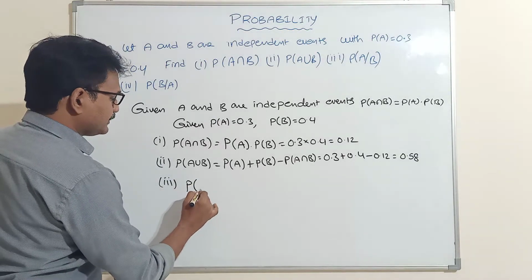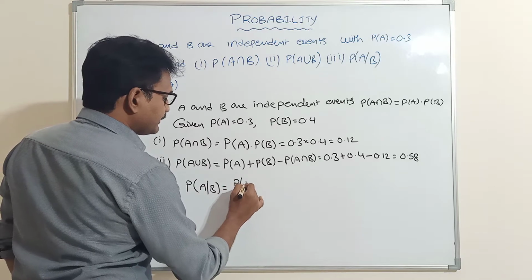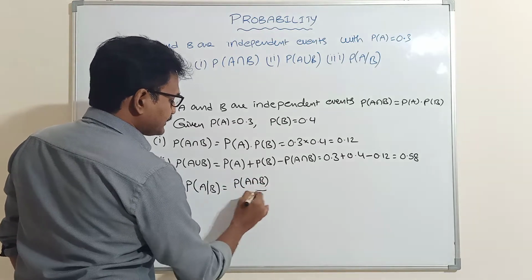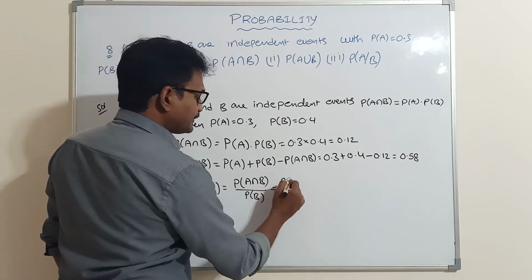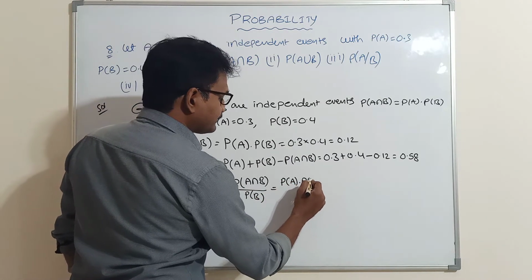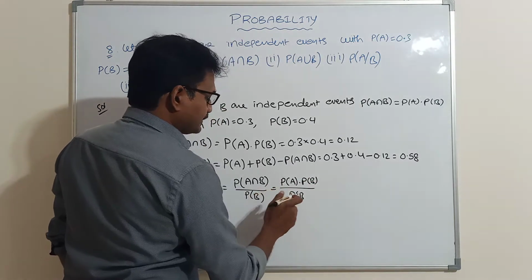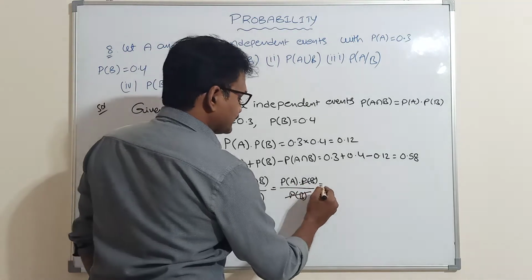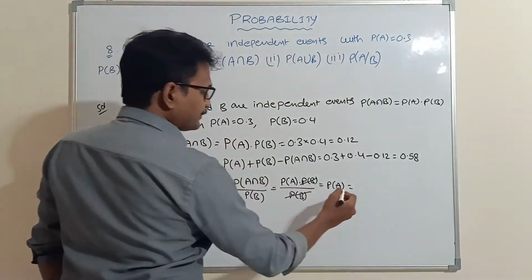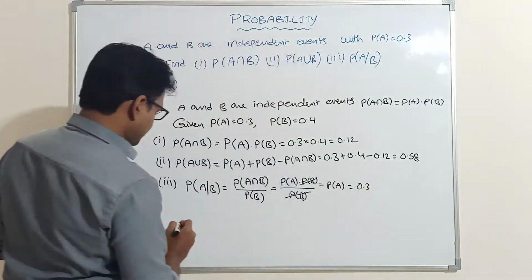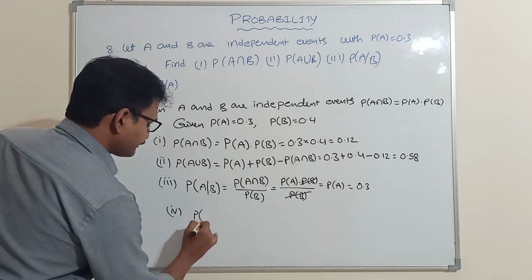Next, third question. P of A given B is equal to how much? So P of A given B means P of A intersection B by P of B. P of A intersection B is P of A into P of B, by P of B. Next, P of B gets cancelled. You will get P of A. So what is the value of P of A? 0.3.